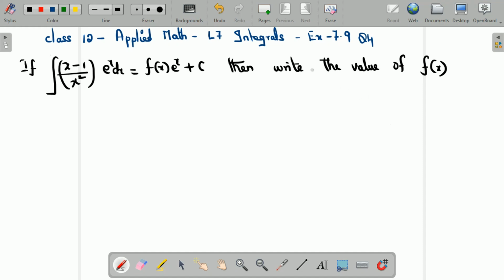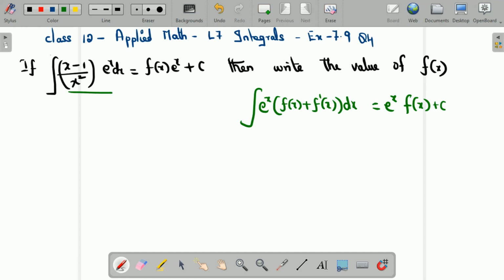First, let's write the basic formula. The integral of e^x into [f(x) + f'(x)] dx is equal to e^x f(x) + c. So in this integral, the input function, I need to rearrange it in this style so that I can pick up what f(x) is.